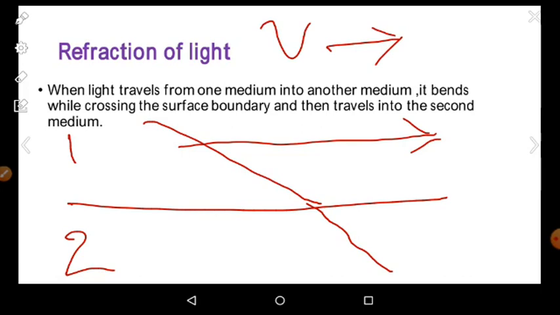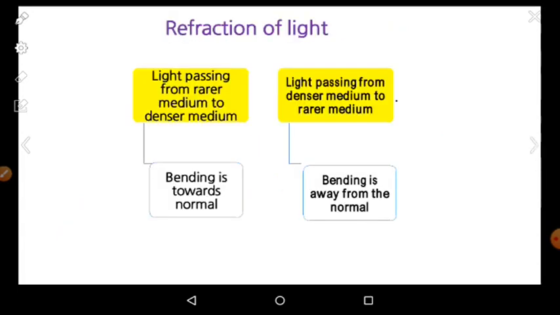How does the light ray bend? How does the change in direction of the light occur? It depends on whether it is traveling from rarer medium to denser medium, that is from the material having lesser density to higher density, or from higher dense material to lesser dense material. The medium which has less density is known as rarer medium, and the material which has high density is known as denser medium.